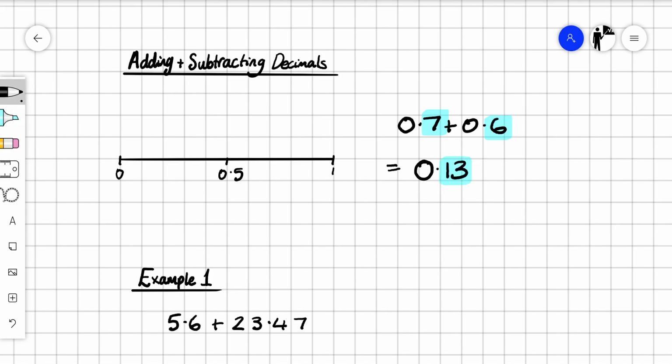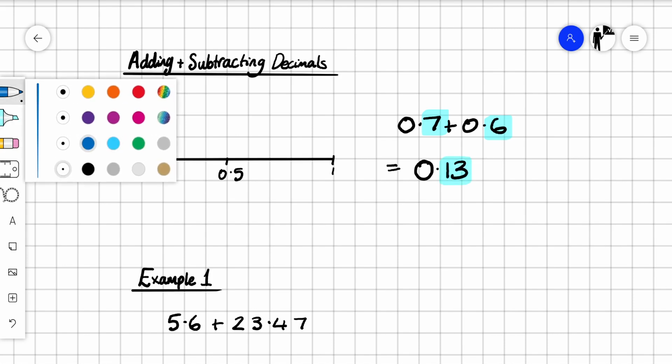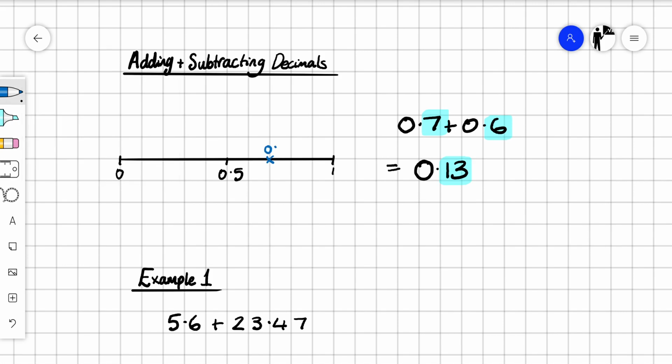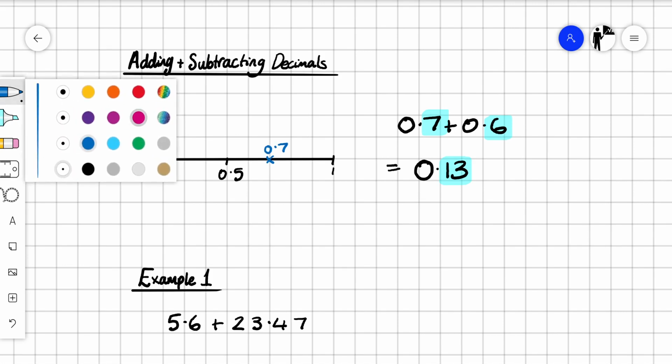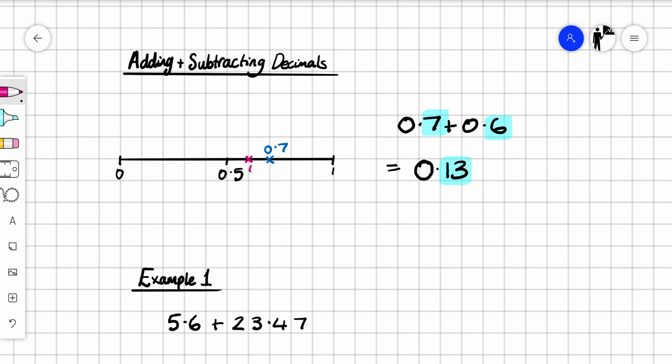But if we actually think about where these numbers lie on a number line, here's going to be 0.7 over here, and here's going to be 0.6 down here. So if I add these two quantities together, my answer is going to go bigger than 1. If we looked at the answer of 0.13, 0.13 is in between 0.1 and 0.2, so it might lie somewhere here. So this is the mistake that sometimes people can make. I'm just raising it now so you are aware of it.